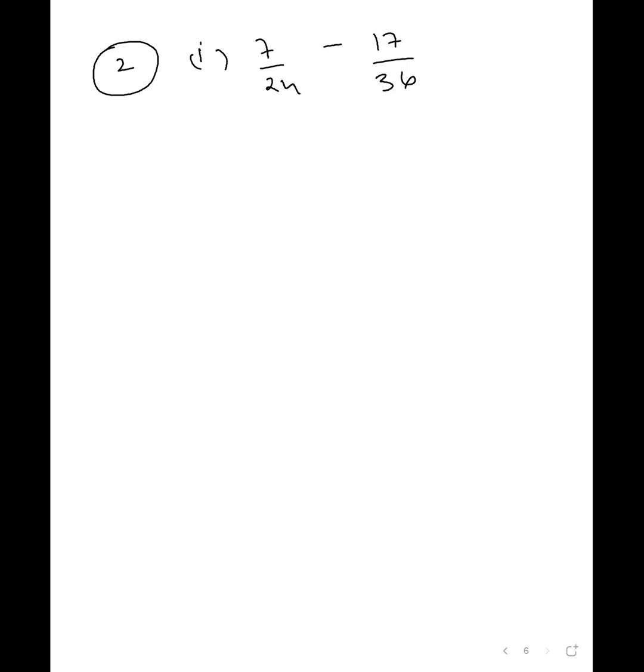72. Very good. It is 72. Yes, so now make equivalent fractions of both fractions. First fraction will become what? It will be 21 by 72. Very good. Next.